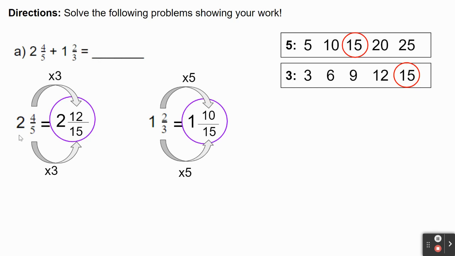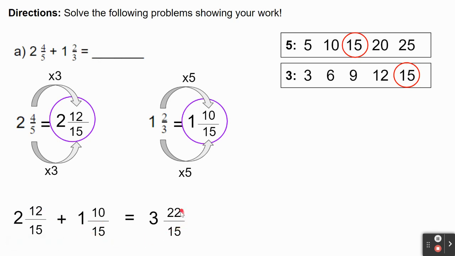So now we can add them together. 2 and 12/15 plus 1 and 10/15. Let's start by adding the fractions first. 12/15 plus 10/15 is 22/15. Now we can add the whole numbers in front. 2 plus 1 is 3. So we have 3 and 22/15.